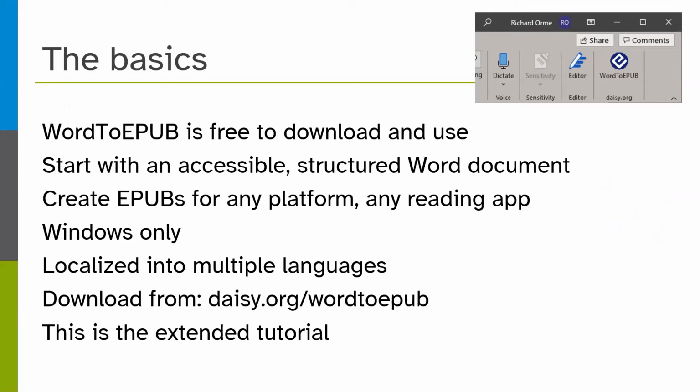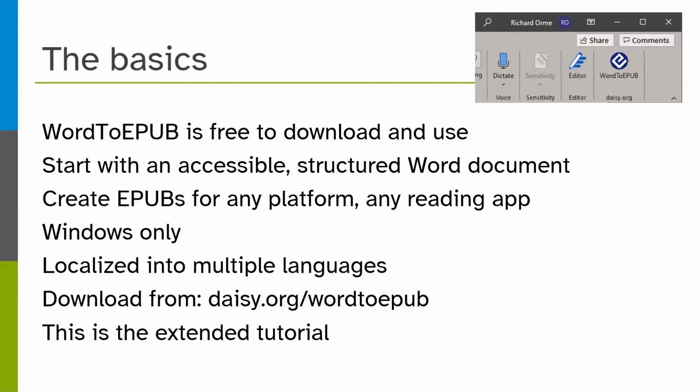So just before we do the point and shoot, let's just cover the basics so we're all on the same page. Word2EPUB is a tool, a piece of software that is free to download and use. You start with your accessible structured Word document. So that's what you need, and you work in Word to create your document, or you work with a document you've created before. But that document does need to be structured and accessible.